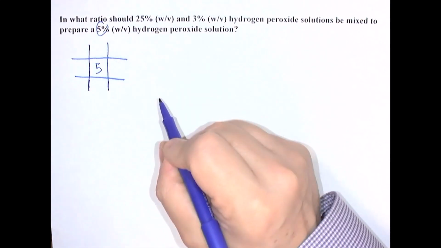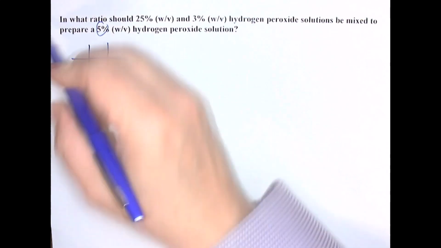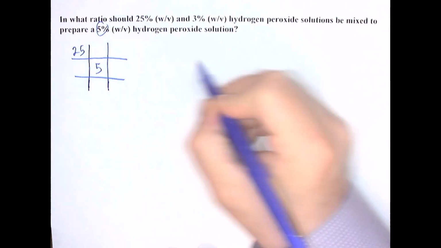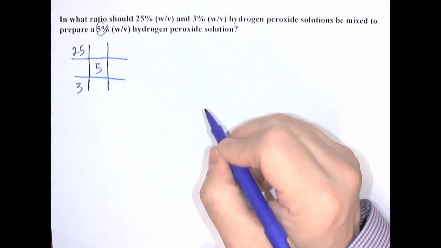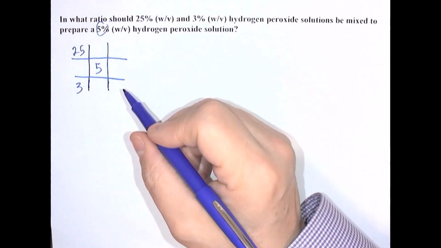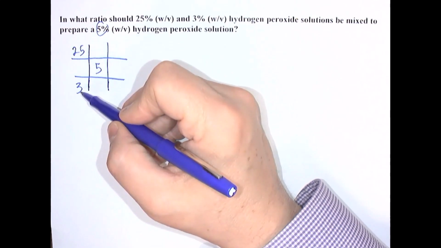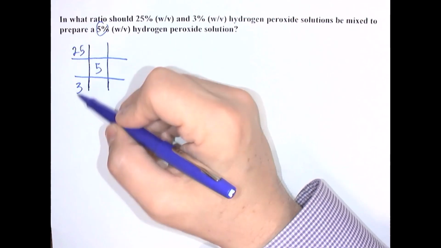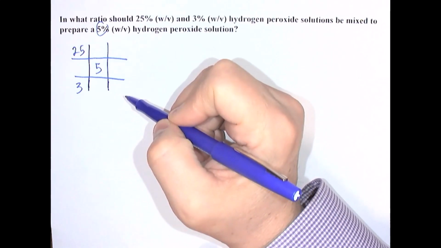And the higher of the two concentrations we're going to use to get to this 5% is 25%. So I'll put a 25 here. The lower concentration that's available is 3. So the question is really asking us, we have a 25% solution available and a 3% solution. In what ratio, in terms of parts, should we mix these together to arrive at a 5% concentration?